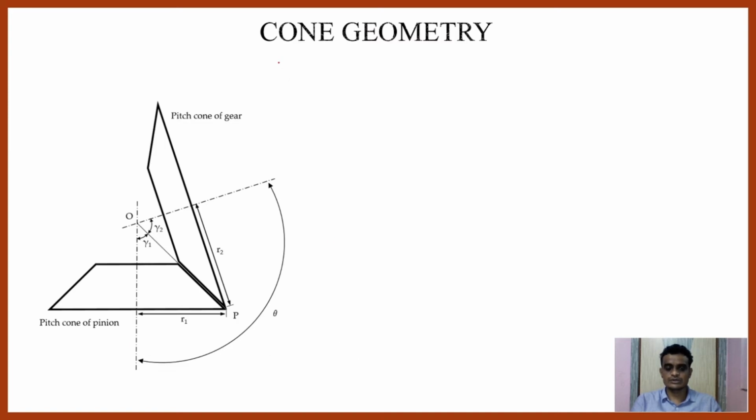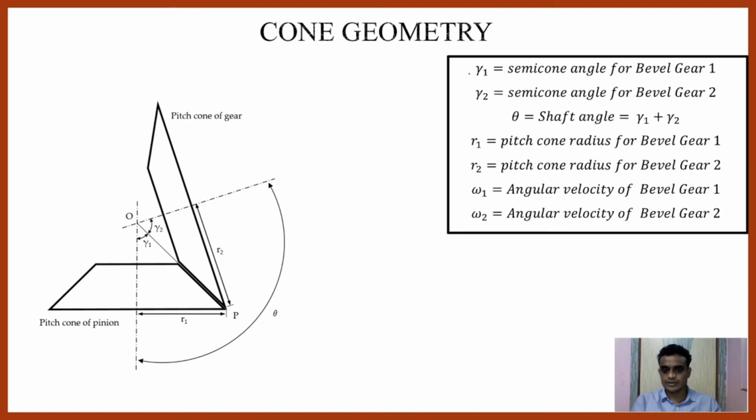Now we will consider the cone geometry. In this case, these are the two pitch cones. For one, the angle is gamma 1. For the second, the angle is gamma 2. The radius of the first is r1, that means the pitch cone radius, and for the second it is r2. Gamma 1 is the semicone angle, gamma 2 is again the semicone angle for gear 2, theta is the shaft angle, r1 is the pitch cone radius that we have studied, and omega 1 and omega 2 are the angular velocities of bevel gear 1 and bevel gear 2.